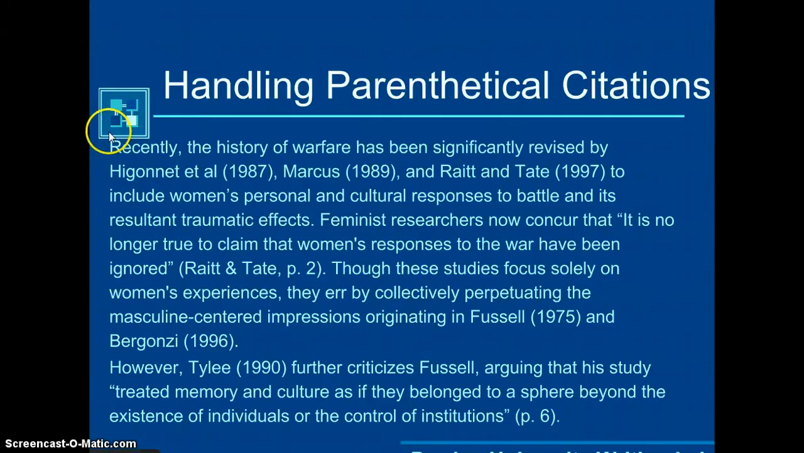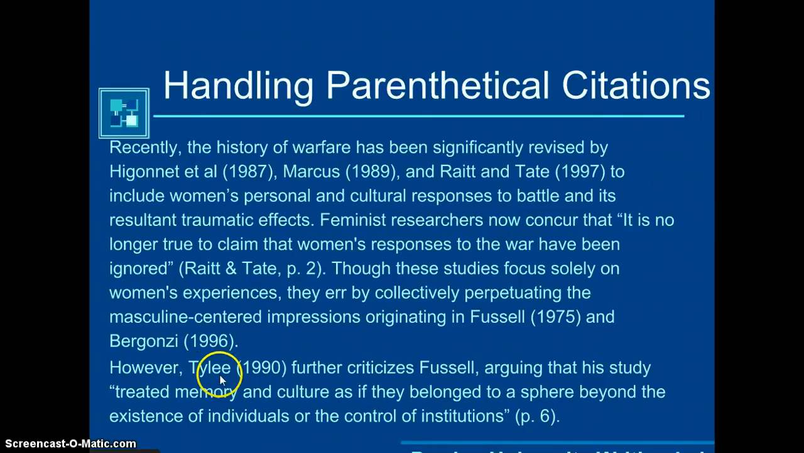And you can weave in your parenthetical citations like this. Okay, you can read that through. Recently, the history of warfare has been significantly revised by Higgins et al., Marcus, Rate and Tate, to include women's personal and cultural responses to battle and its resultant traumatic effects. Okay, so you can see how it's written in this case, and how it's woven in.